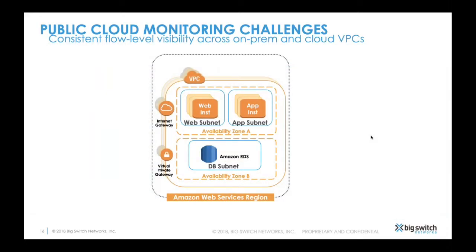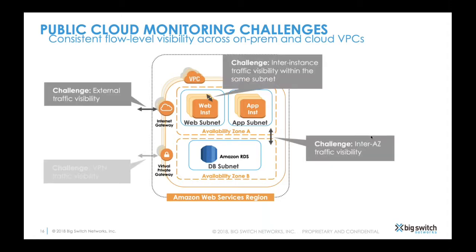Now, taking that context, let's look at how we can deploy in the cloud. So on the cloud, you have your instances. Now your instances could be in one or multiple subnets, which could be in one or multiple availability zones, which could again be in one or multiple VPCs. There are various different challenges with regards to seeing what traffic is flowing through at each level, either inter-instance or inter-AZ or VPN traffic or external traffic.